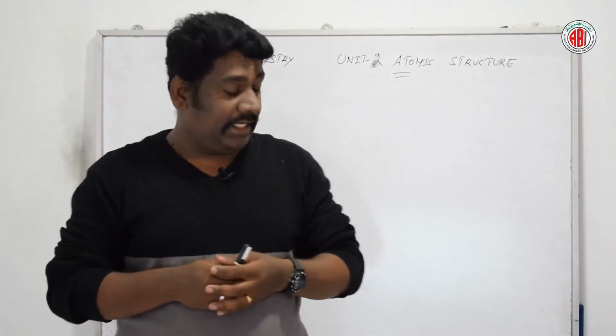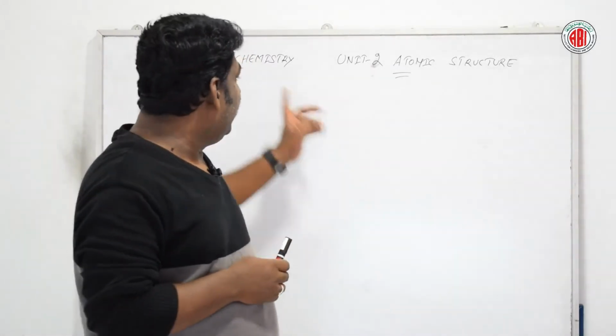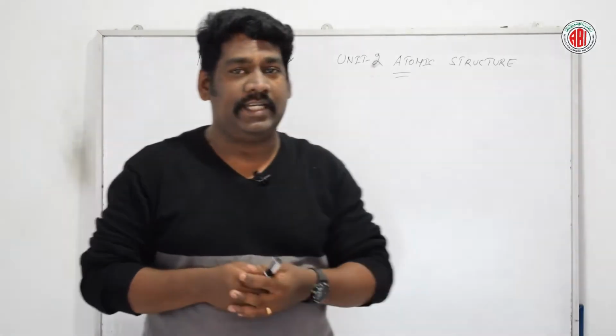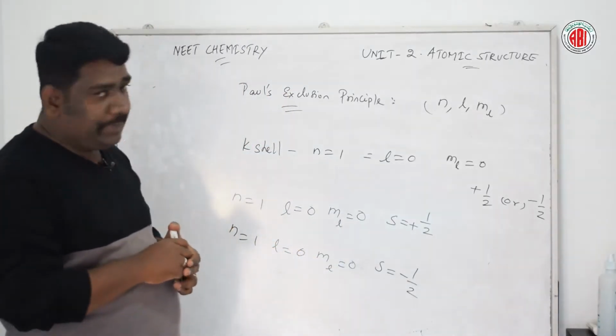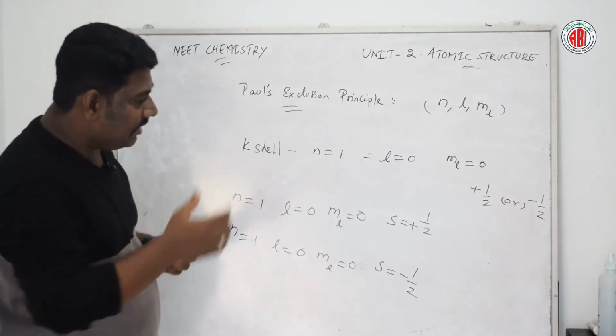And in that category today we are going to discuss NEET chemistry unit 2, atomic structure, in detail. Let's start. Based on Pauli's exclusion principle, let us talk about each subshell.